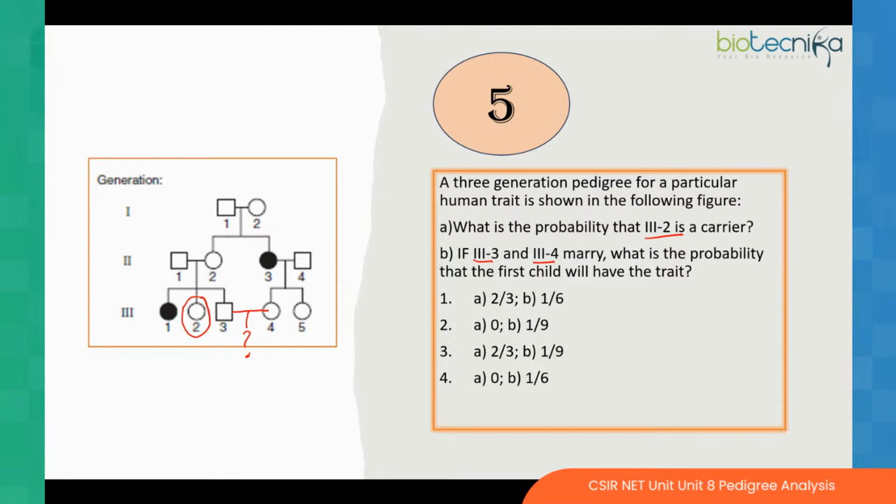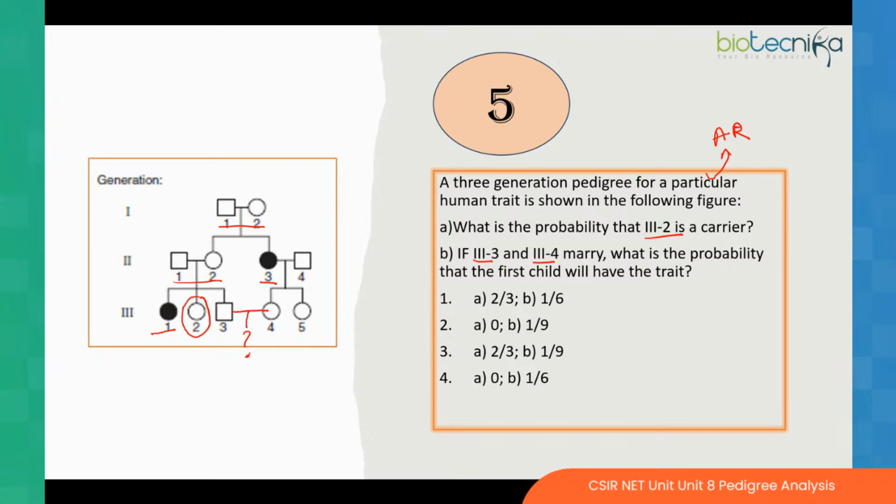All right, so let's have a look at this question. What is the probability that 3 2 is a carrier? For that, first of all, we have to find out the inheritance pattern of this particular disease. What we see here is that in both generation 2 as well as generation 3, parents are not affected, but they have a child who is affected. Again, parents are not affected, they have a child who is affected. This is possible in case of autosomal recessive only, which means that this particular trait is autosomal recessive.